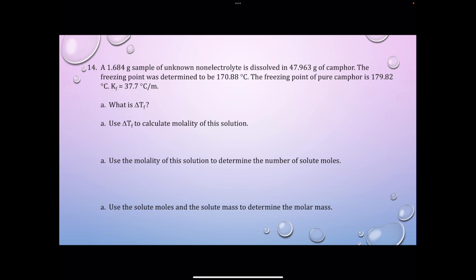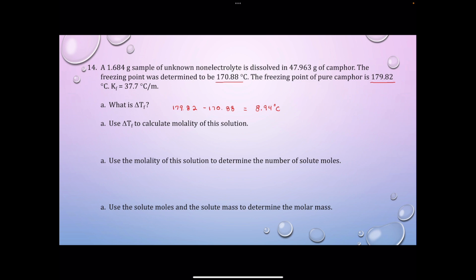From our experiment, first thing we're going to do is determine our temperature change. So our temperature change is going to be 179.82 minus 170.88, which is going to give me a temperature change of 8.94 degrees Celsius. So that is coming from the pure minus the solution. So my temperature has decreased by 8.94 degrees Celsius, going from my solvent to my solution.